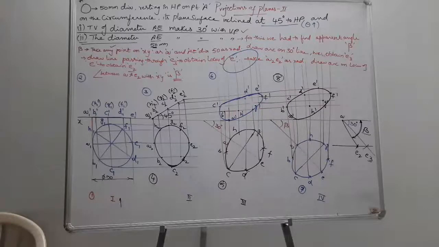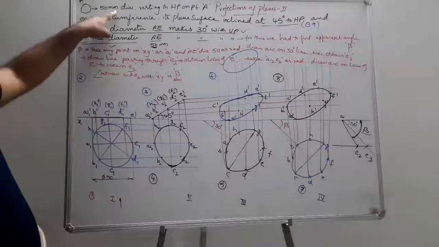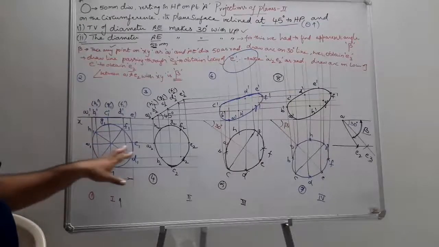Diameter A is 50. The 30 means 30 degrees, that is not mm. 30 degrees with VP. The circle diameter is given as 50, then A is going to be 50.